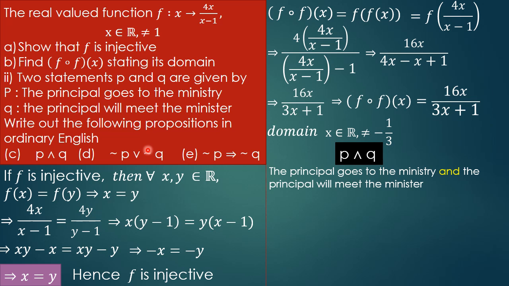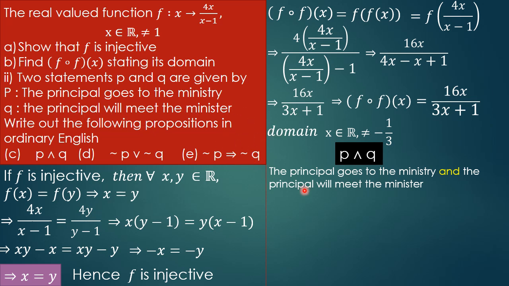So friends, negation of P simply means we are going to negate P. If we negate P, we are going to say the principal does not go to the ministry, because that's the opposite of P, right? Then this V sign means or. The inverted V was talking about what? And. But this V means what? Or. So we state the negation of the first statement as the principal does not go to the ministry. The negation of Q means what? The principal will not meet the minister.